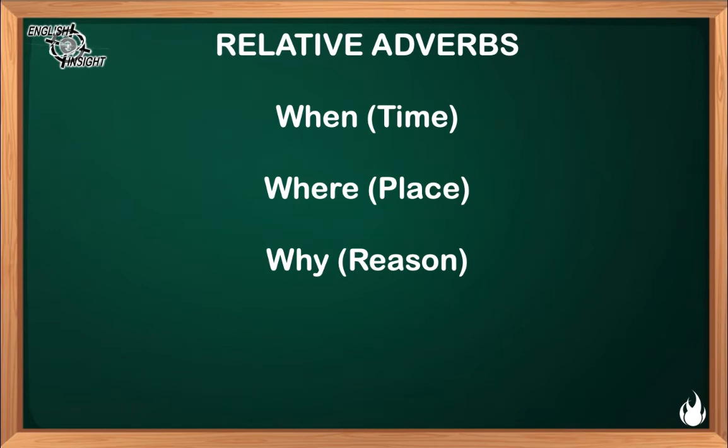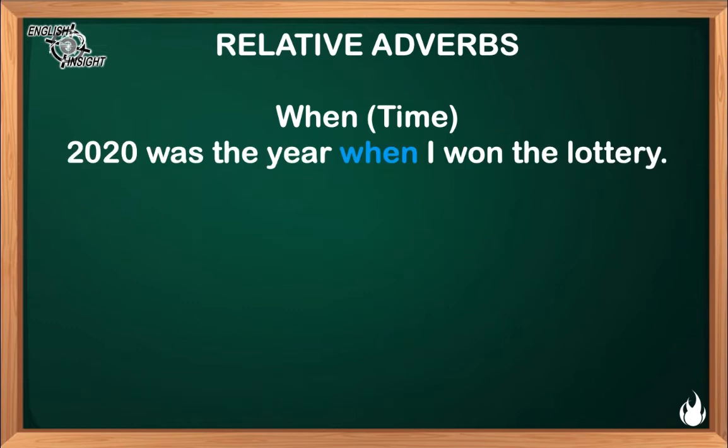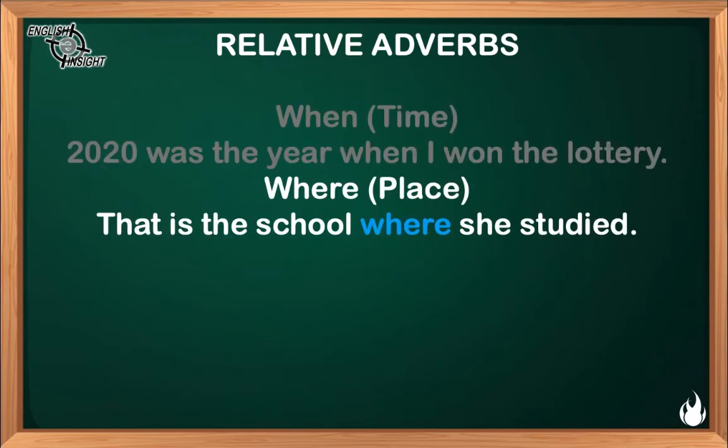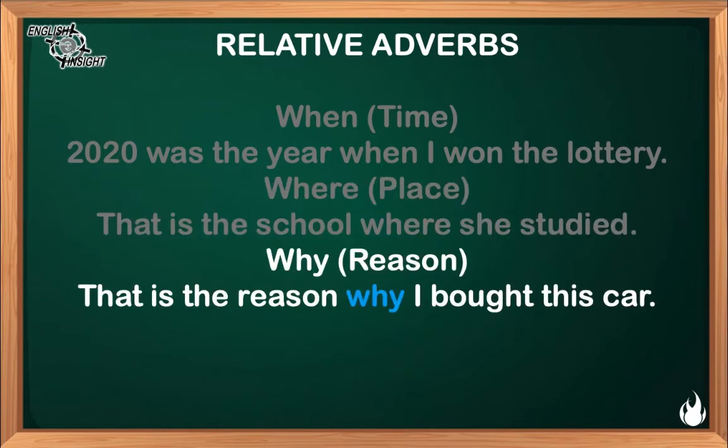And the examples. 2020 was the year when I won the lottery. The word when connects a year. That is the school where she studied. The word where connects the school. That is the reason why I bought this car. The word why connects or introduces the reason. Let's pay attention to the following ideas.